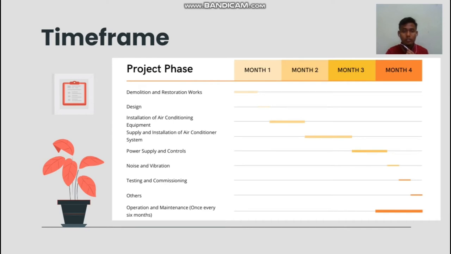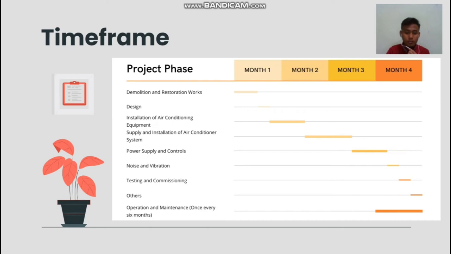The first one is demolition and restoration works, where we demolish existing ductworks, pipeworks, conduits, cable and other accessories not necessary for the rehabilitation works. The duration is 2 weeks. After that we do the design, where we prepare and submit drawings and calculations for approval by UTHM. The duration is 1 week. The third one is installation of air conditioning equipment, where we check and verify equipment capacities and resistances in accordance to the design and actual requirement. For that it is 3 weeks.